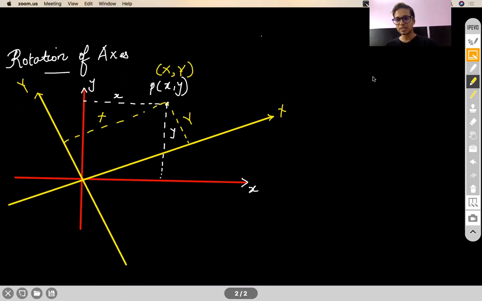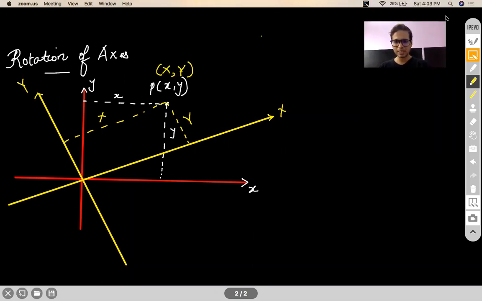Okay, what is happening? Look at the topic's name, rotation of axes. So we are talking about how, if the coordinate axes are rotated, the coordinates of a point and the equation of a curve will change. That is what we are talking about. Correct? Madhav, clear? Okay.